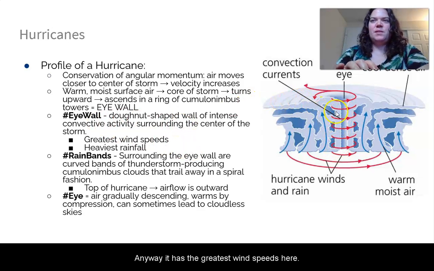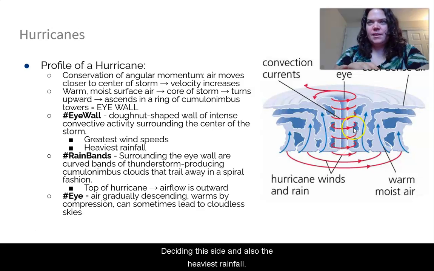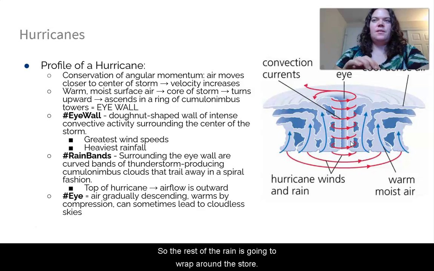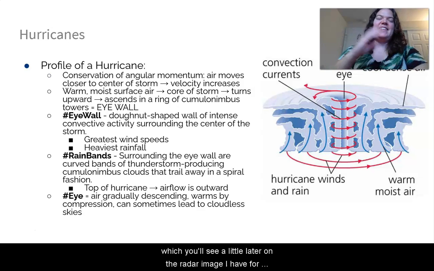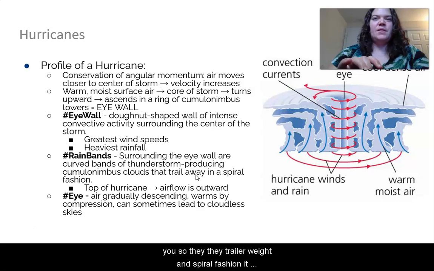Anyway, it has the greatest wind speeds here, this side and this side, and also the heaviest rainfall. So the rest of the rain is going to wrap around the storm. It kind of looks like octopus arms going out from the center, which you'll see a little later on in the radar image I have for you. So they trail away in a spiral fashion, it says.